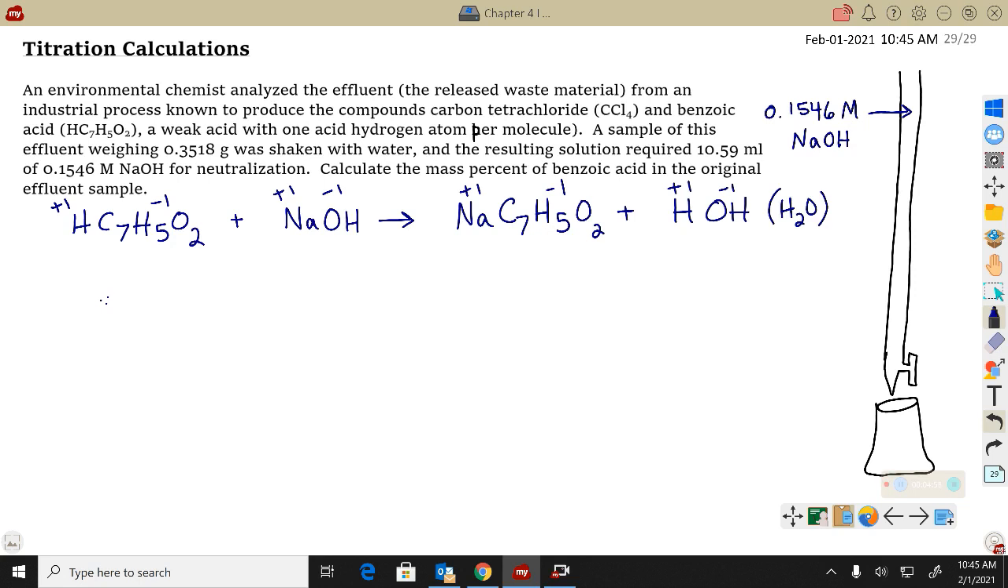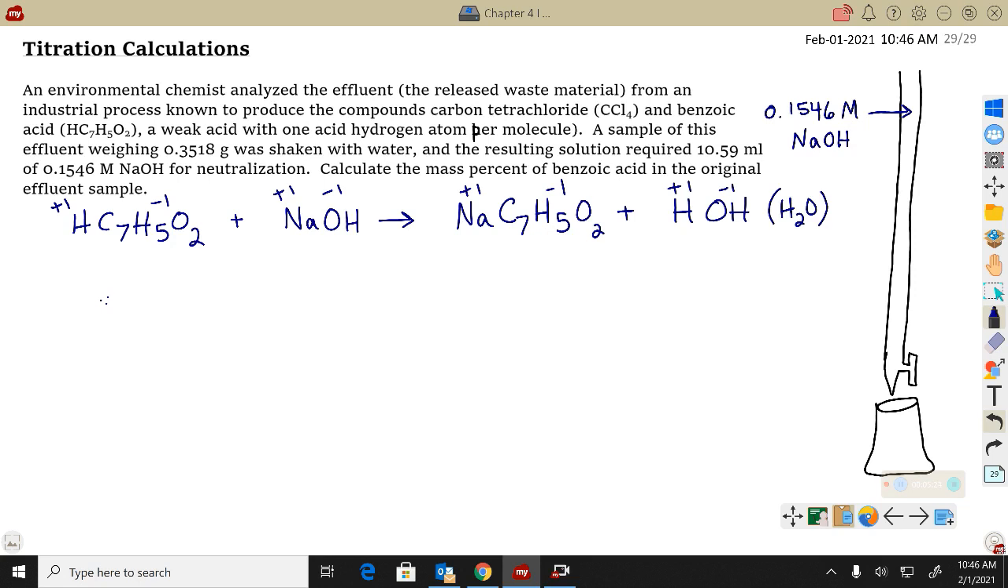And that part in the description about the benzoic acid being a weak acid with one acid hydrogen per molecule, it just means that there's more than one hydrogen in the benzoic acid molecule, but just the first hydrogen is the one that will react in solution. The C7H5O2, those 5 hydrogens are part of the benzoate ion, and so they are not going to separate in solution.